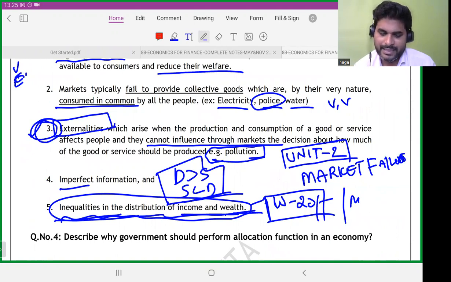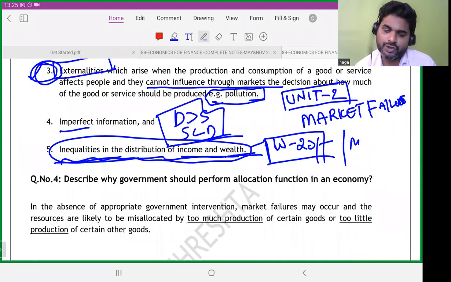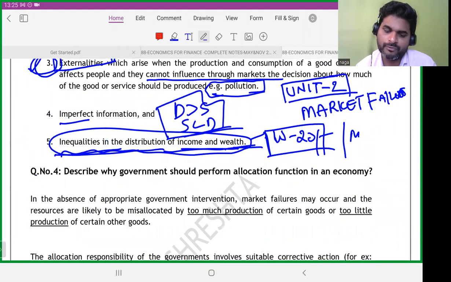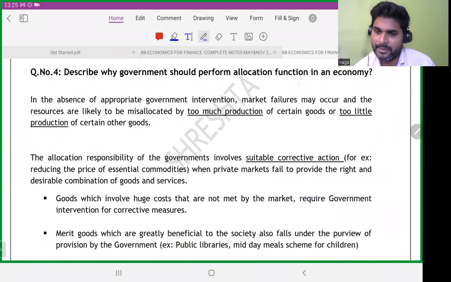All right. And the continuing question for this, there is another question called why government should perform allocation function. We discussed overall, just covering it as a question. Why should government perform allocation function in an economy? Why should the government perform? So suppose if the government is not there, what would happen in the vaccine scenario? There will be riots, right?